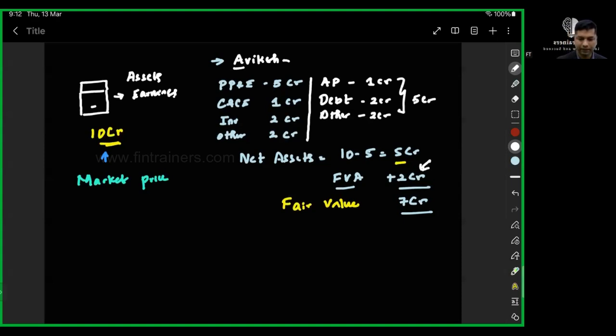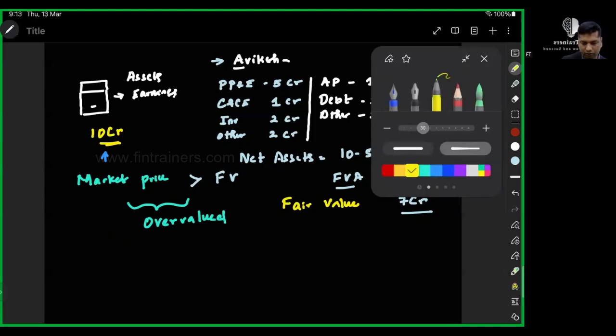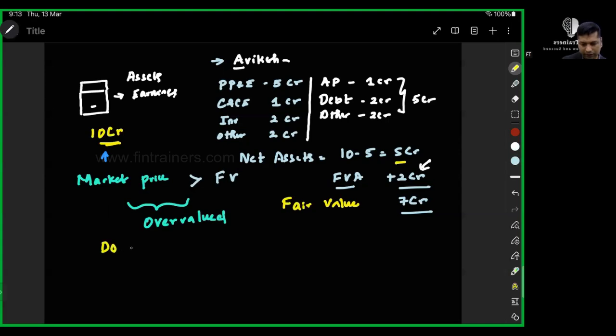Okay, so now the market price is 10 crores and your friend has come up with a valuation of 7. Should she buy the assets? Should we buy the company or not? She should not buy, right? Because this market price is greater than the fair valuation. This we call overvalued. If the market price is greater than fair value, we call this kind of a company or a security overvalued, and we say either do not buy or sell.